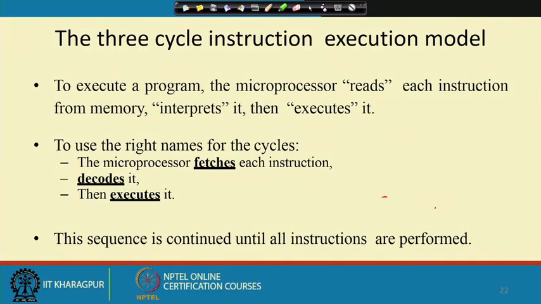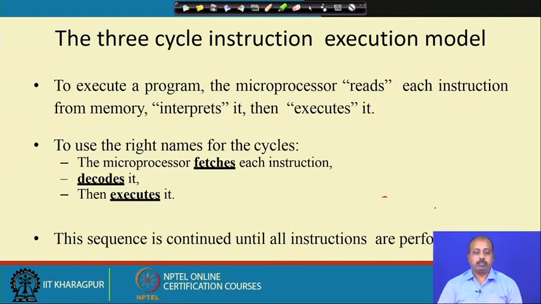So, in the instruction execution model, there are 3 cycles in which an instruction is executed. They are known as fetch, decode and execute. How will an instruction be executed? First, the instruction will be read from the memory. The microprocessor first reads the instruction, then it interprets it, and finally, it executes it.